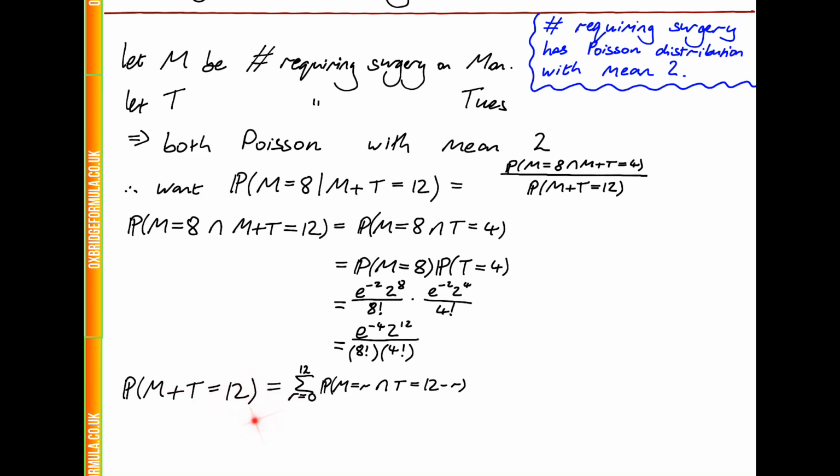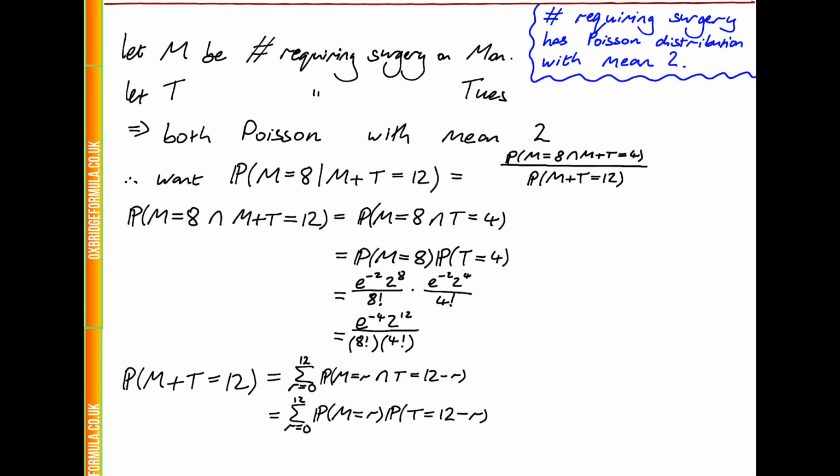And since they're all greater than or equal to 0, our sum just runs from 0 to 12. And you can see that in every case here we'll have M plus T equals 12. So we now need to simplify what we've got here. How can we do that? Well, again, we can use the independence of our variables M and T to separate this into a product, which is the probability that M equals r times the probability that T equals 12 minus r.